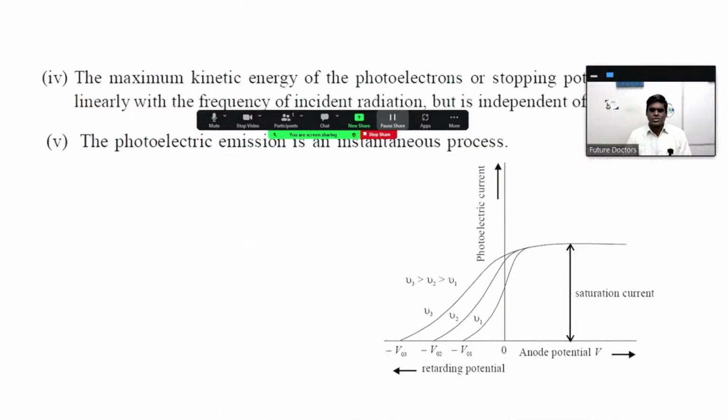Next one: the maximum kinetic energy of photoelectrons or stopping potential varies linearly with the frequency of the incident radiation and is independent of its intensity. Last one: photoelectric emission is an instantaneous process. It is a fast process.